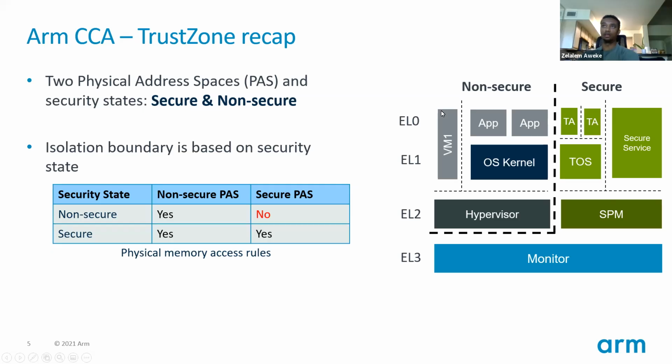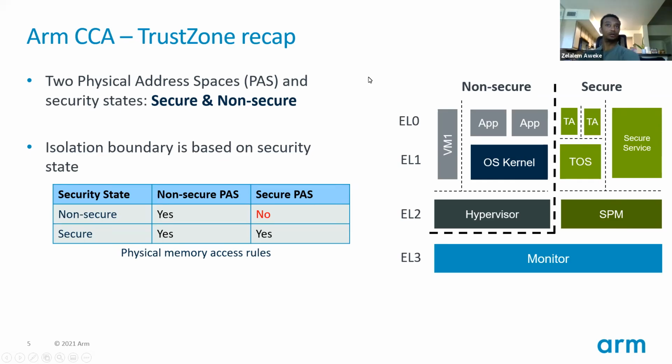So we have the VMs in EL0 and EL1 in the non-secure state. With the secure state, we can have a trusted OS, and on top of that trusted applications, or we can have secure services managed by the SPM. So this is what it looks like.